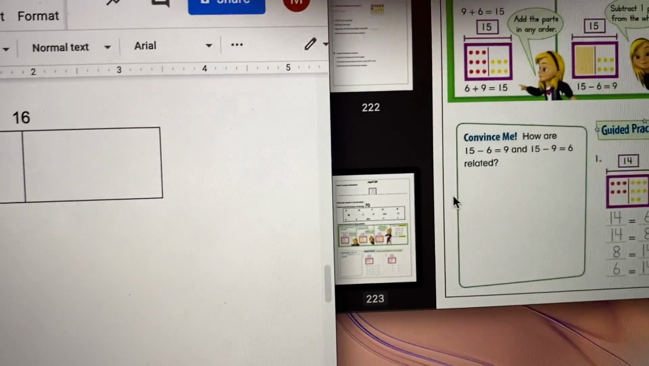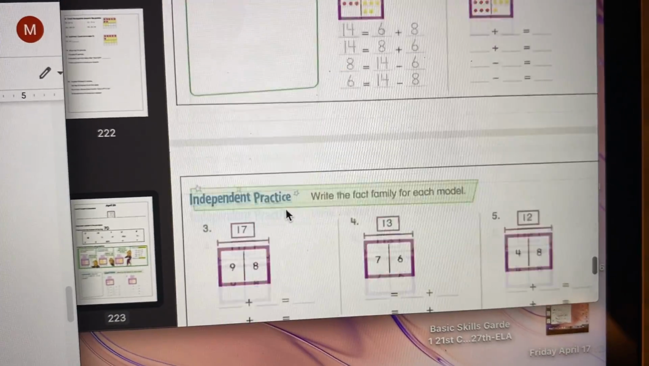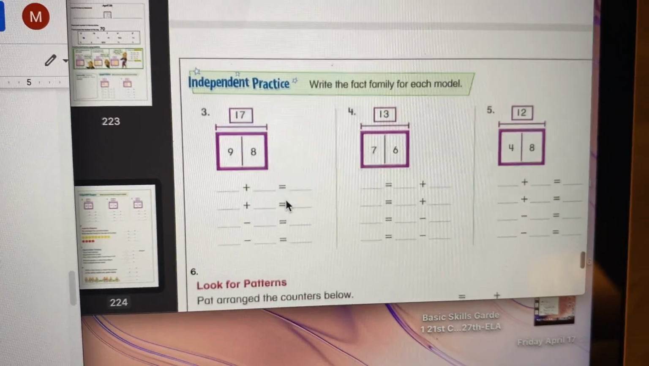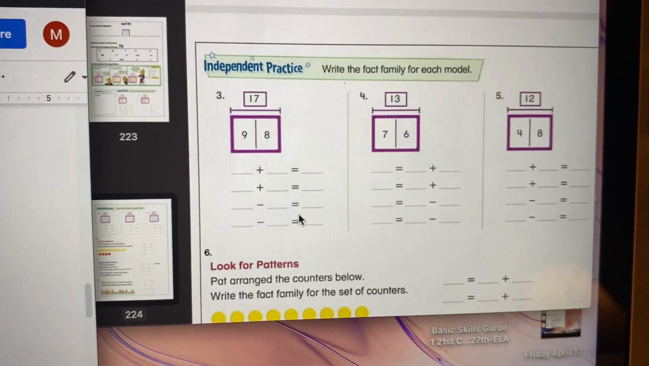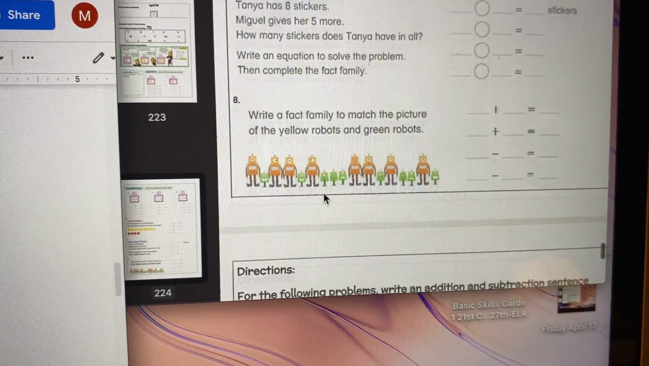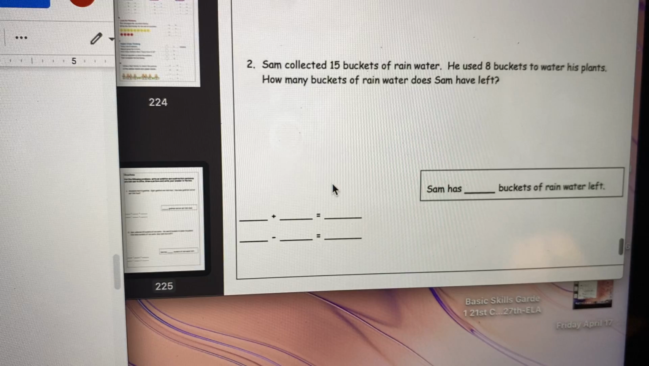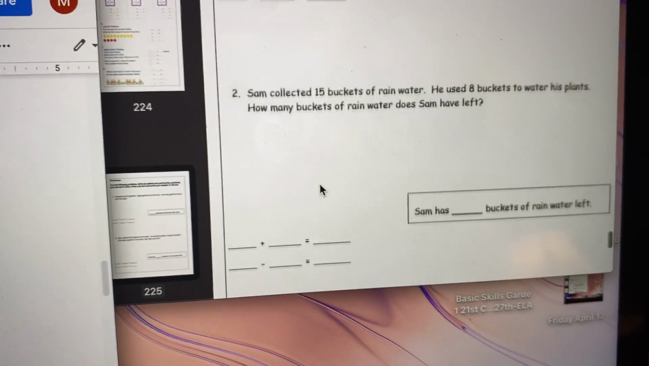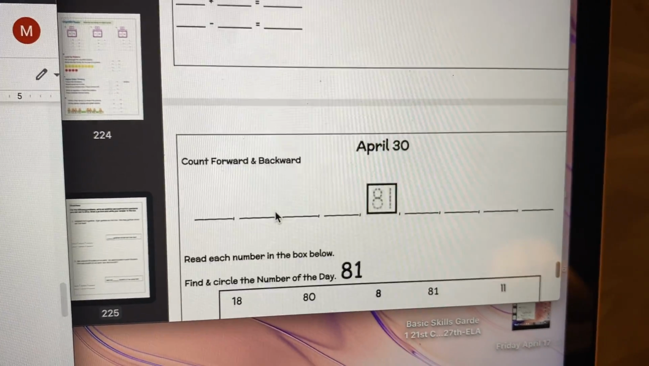So for all of your problems for Wednesday, you are going to use fact families and part whole to help you figure out the patterns between the numbers. And you have some word problems as well, and you're doing the same thing. It's fact families, addition and subtraction.